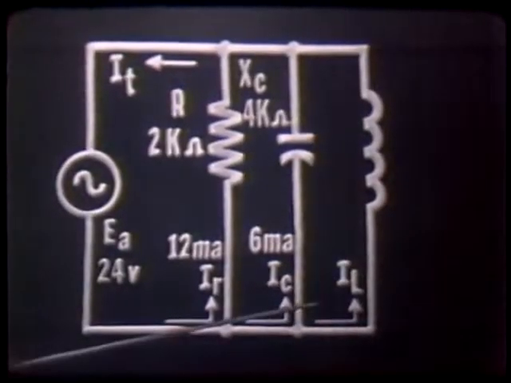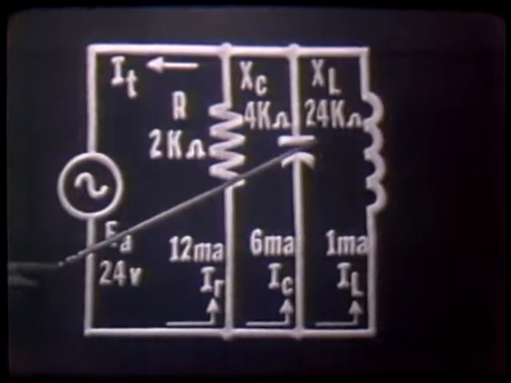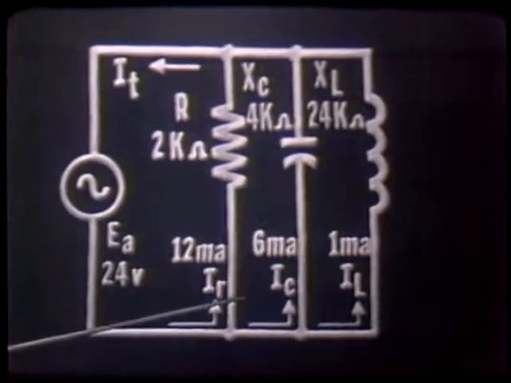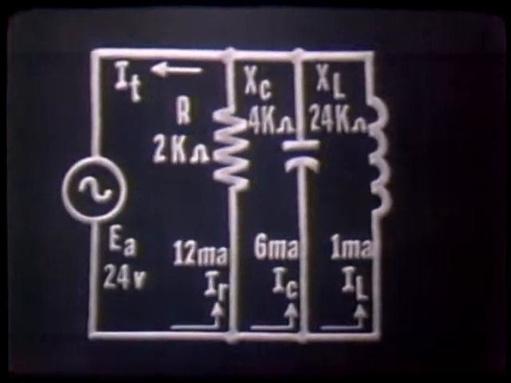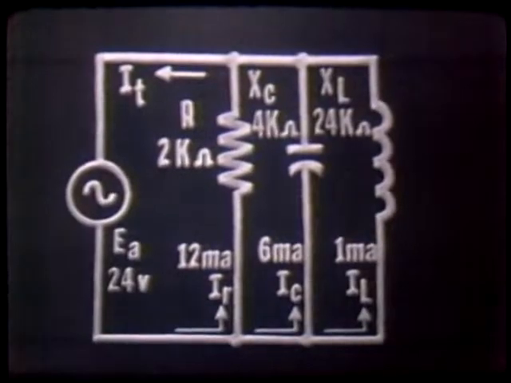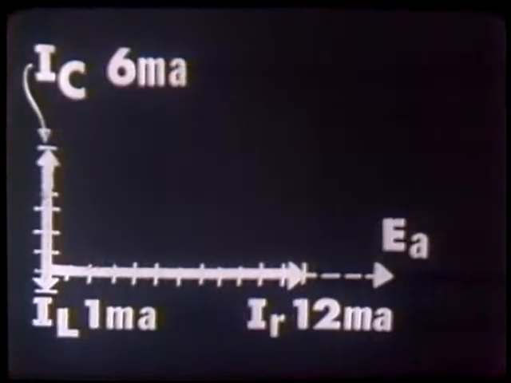For our third current, IL, let's assume we have an inductive reactance of 24K ohms with 24 volts applied. By Ohm's law, we would then have 1 milliampere of current flowing. This would appear on our vector this way, where IL is lagging IR by an angle of 90 degrees, or IL is 1 unit long.